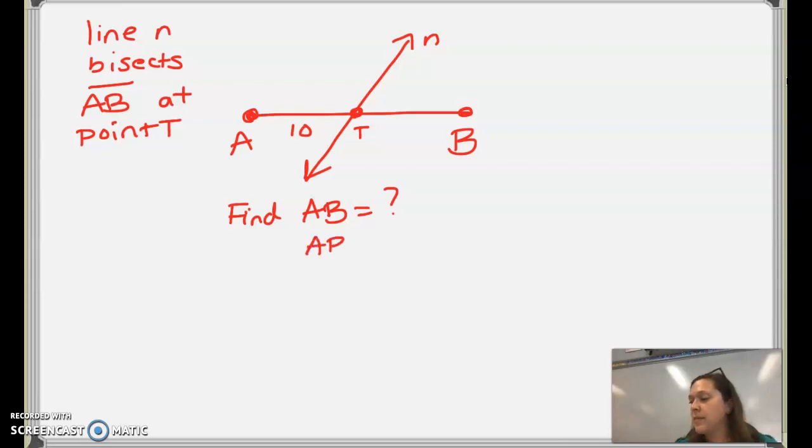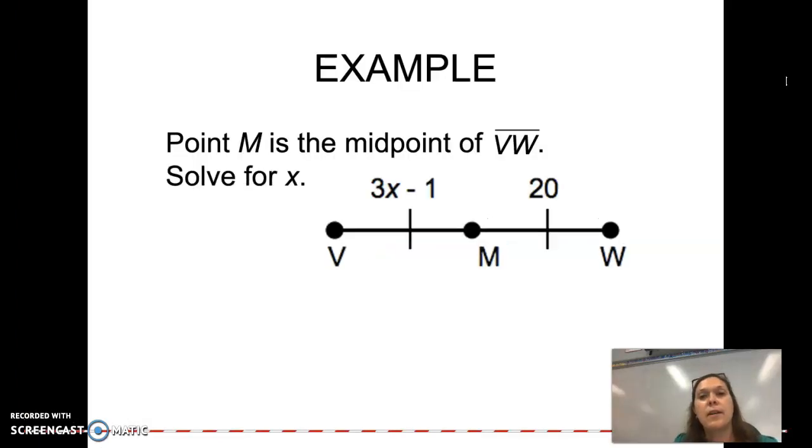Did you say that AB was equal to 20? Hopefully you did. So all we had to do was take 10 plus 10. So remember, bisects means cuts in half. So you got two equal halves. Left is the same as the right. Awesome. All right, so now let's throw some algebra into the mix here.